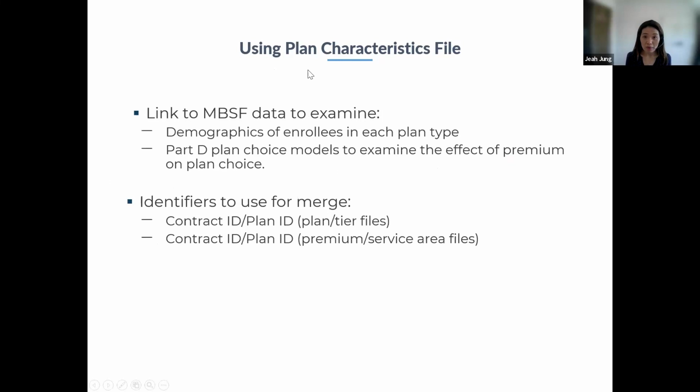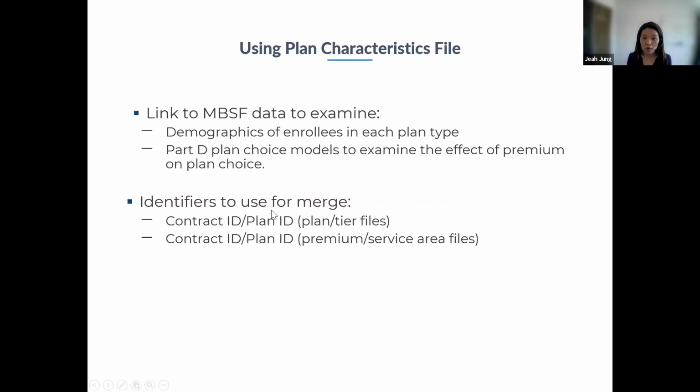When you link this plan characteristics file to MBSF file, you can see the enrollee characteristics across the different plan types or plan benefit packages, and also you can actually develop some Part D plan choice model, and if you're really interested in doing some economic research, you can see the impact of the premiums on plan choice. Is this really premium the major determinant of beneficiary plan choice? Always pay attention to the unit of record or identifiers.